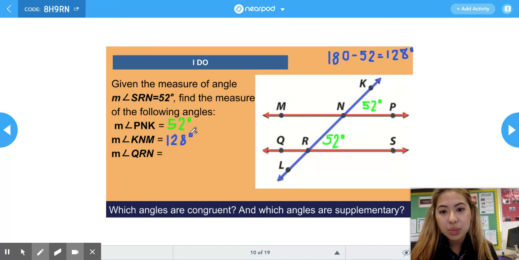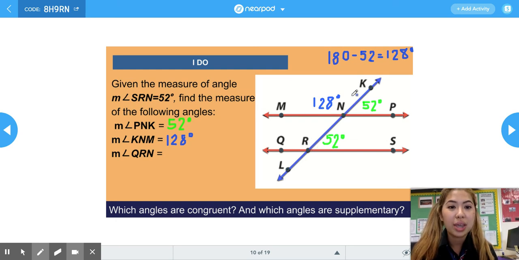And lastly, we have to find the measure of QRN. So QRN is right here. And so this right here is 128 degrees. Angle QRN is corresponding to angle KNM. So it's also going to be 128 degrees.